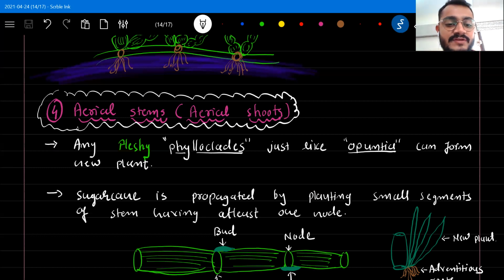Just like Opuntia, they can form a new plant through these fleshy phylloclades. Most of these plants are xerophytes. Because of water scarcity, they shed all their leaves, and only the stem develops into a leaf-like structure. For example, the cactus, you can see it.